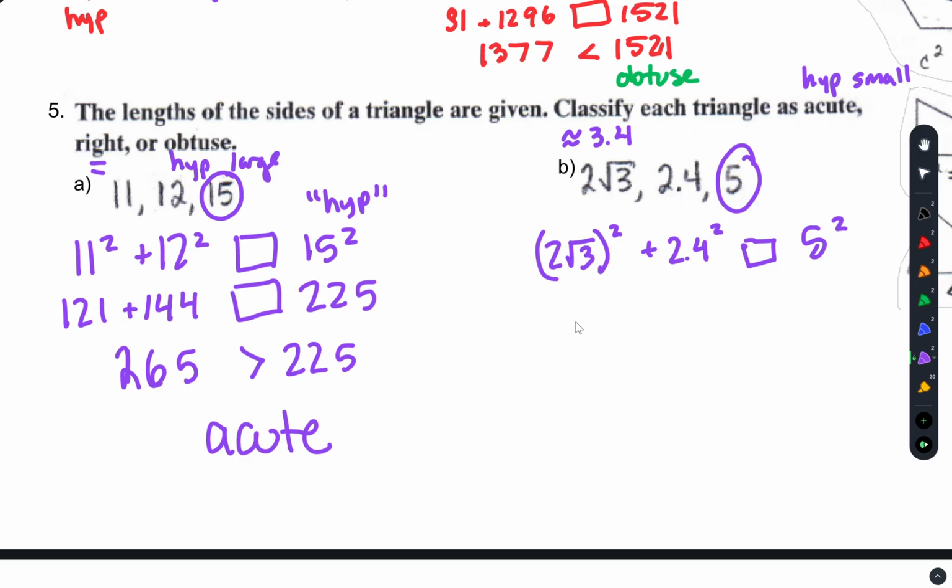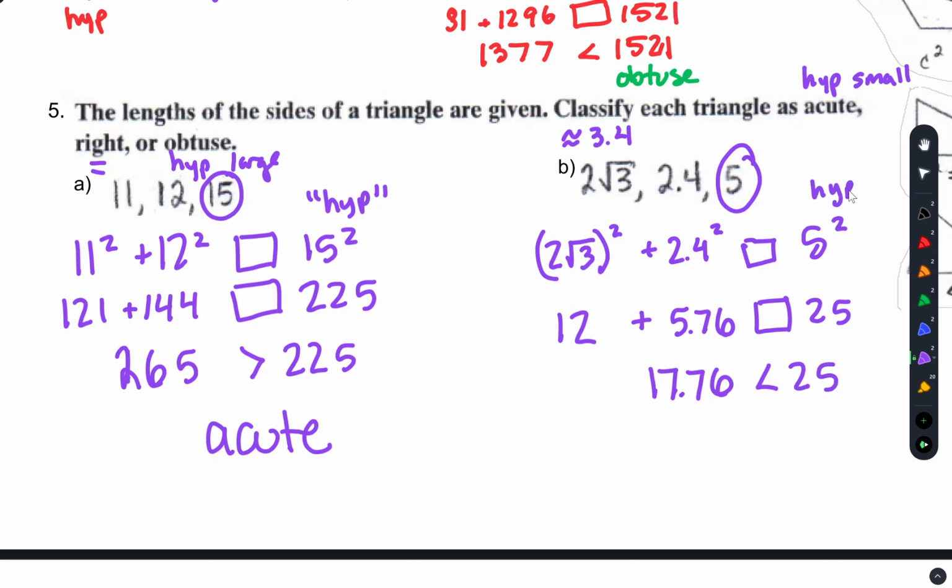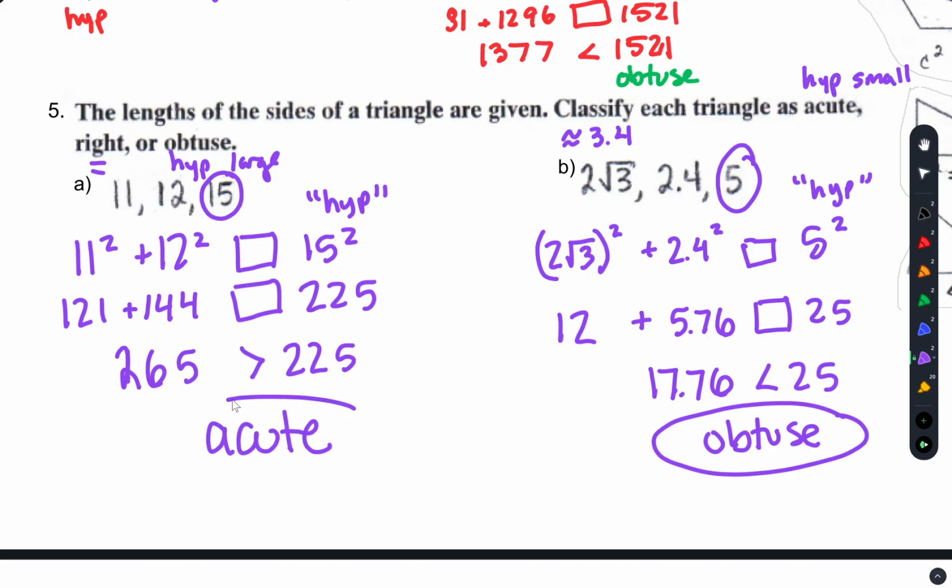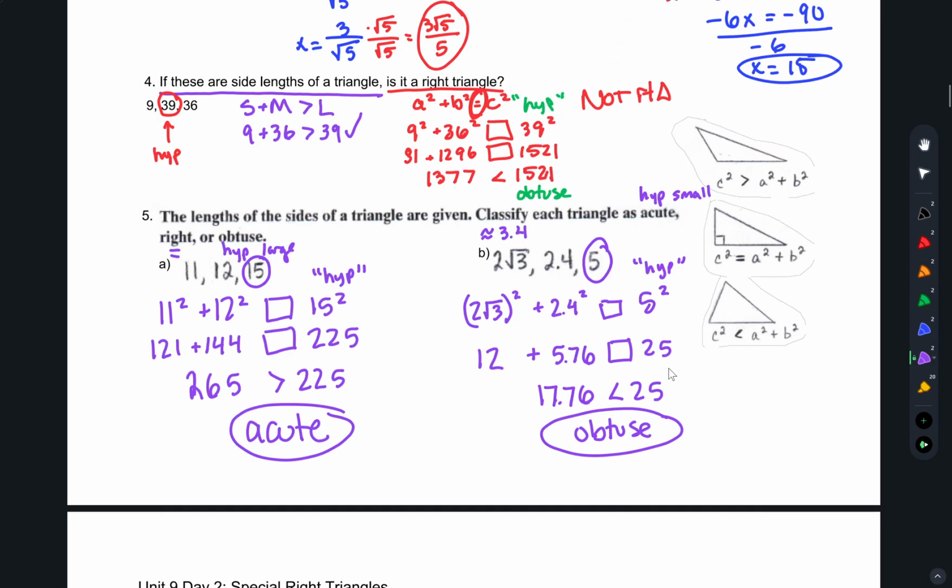So 2 squared is 4, radical 3 squared is 3, 4 times 3 is 12. 2.4 squared is 5.76. 5 squared is 25. This is 17.76, which is less than 25. That kind of hypotenuse, kind of not hypotenuse, is larger. Therefore, we call this obtuse. And that's all.